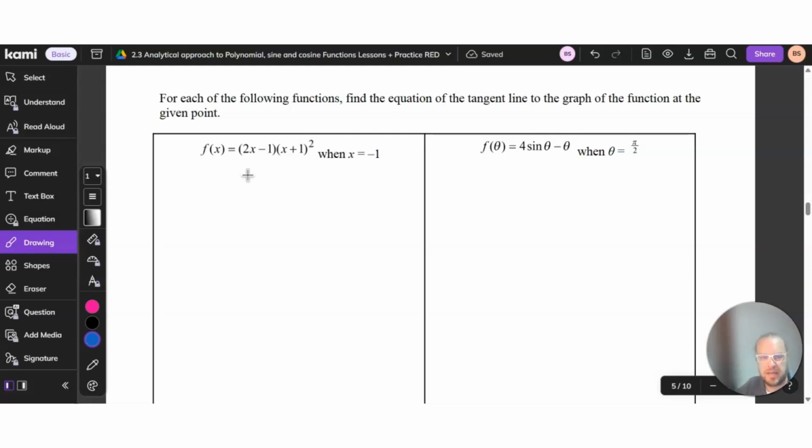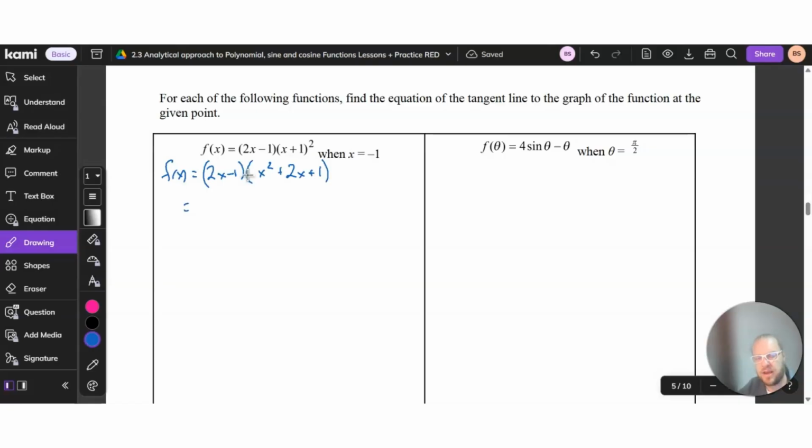All right, this one here doesn't look like a polynomial, so our first step is to do that pre-calc algebra and make it do that. So 2x minus 1, I'm going to do the perfect square first because that's easier, because we know it's x squared plus 2 times the middle term plus the last term squared.